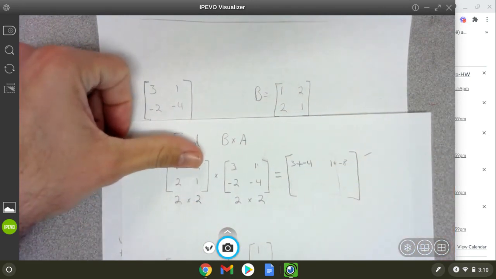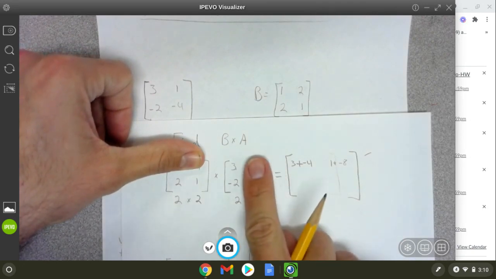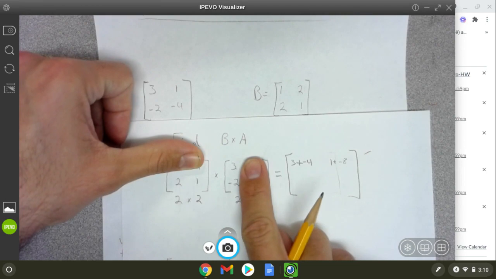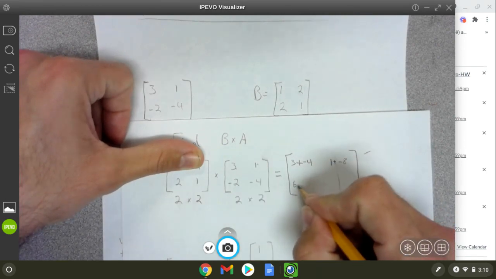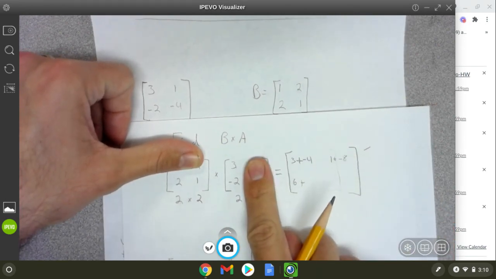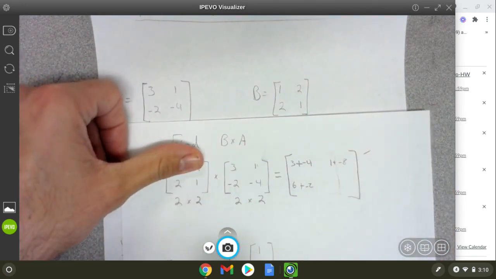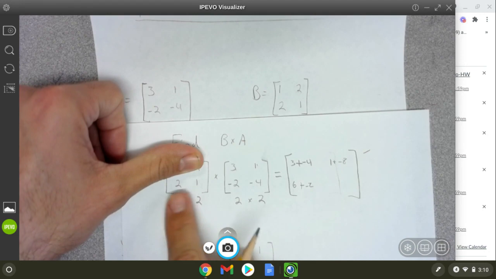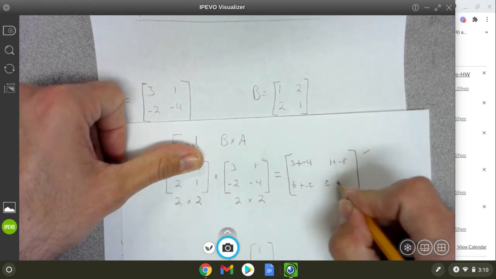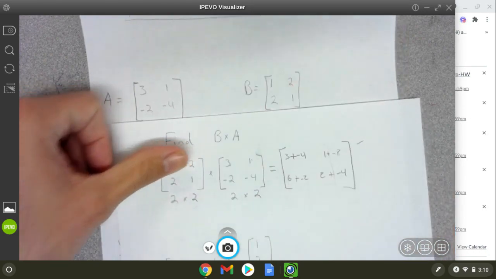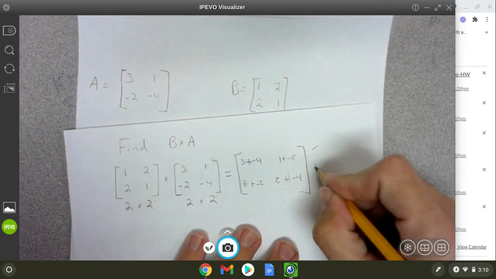Now let's do the second row, first column, which is going to give us this one. 2 times 3 is 6, plus 1 times negative 2, it's negative 2. And then we'll do second row, second column. 2 times 1 is 2, plus 1 times negative 4. Boy, this is crazy. Haven't done this in a while.